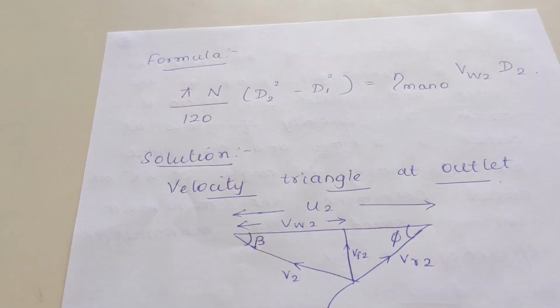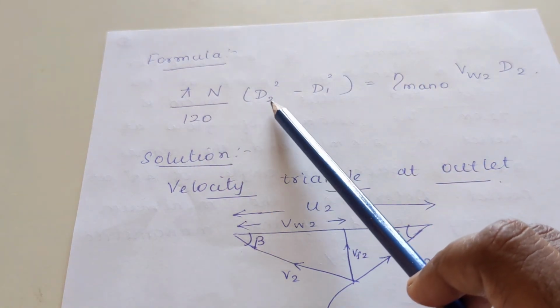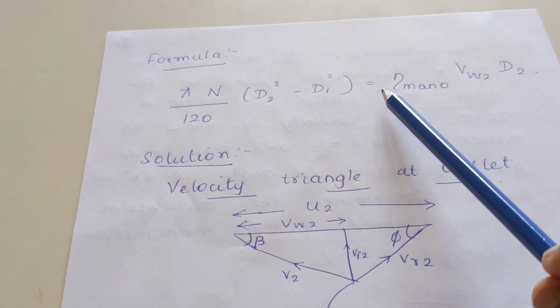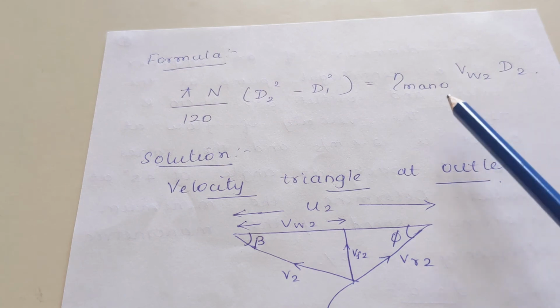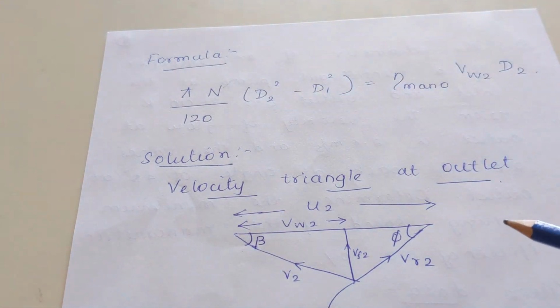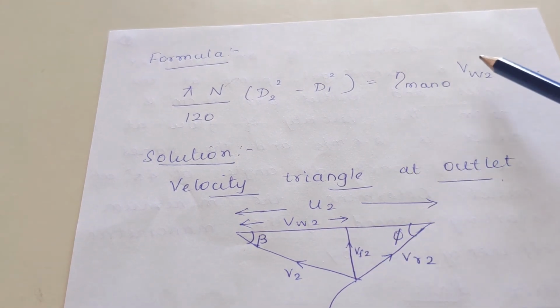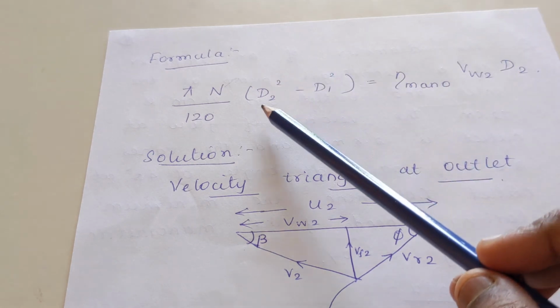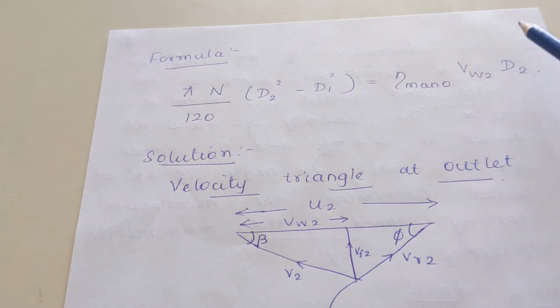Next, you have to write down the formula for the minimum starting speed. So what is the formula? Pi n divided by 120 into d2 square minus d1 square is equal to eta mano into Vw2 into d2. This is the formula for finding the minimum starting speed. N is the minimum starting speed. Now the solution: D2 is given, D1 is given, but we don't know what is Vw2. First you have to find Vw2.